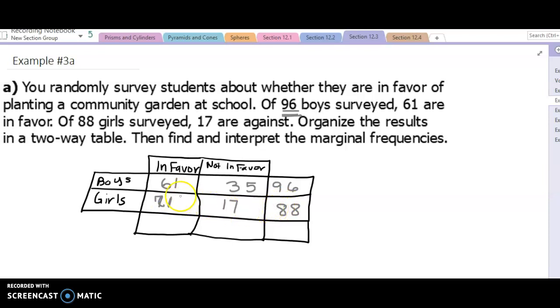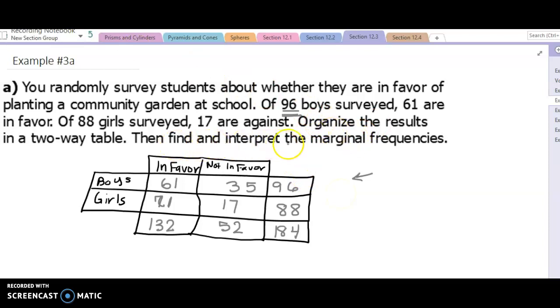Okay. So if we add these up, there's 132 total in favor, and there is 52 not in favor. 132 plus 52 is 184. And if we did this right, 96 plus 88 is 184, which it is. Okay? So here's our two-way table.